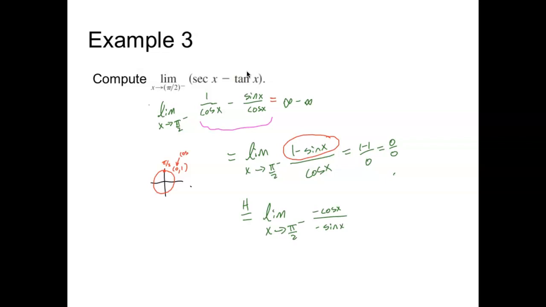All right, now let's do a direct substitution. We know that cosine of pi over 2 is 0. We know that sine of pi over 2 is 1. So I get 0 over negative 1. 0 divided by negative 1 is 0. So that's my answer.